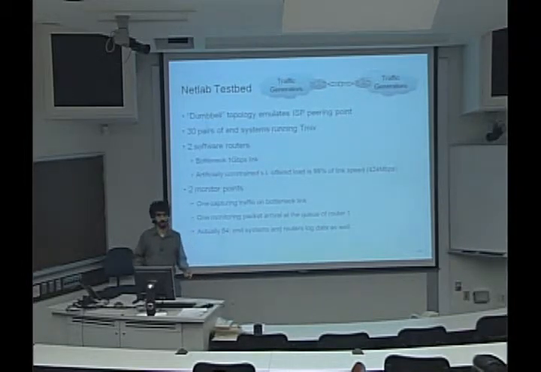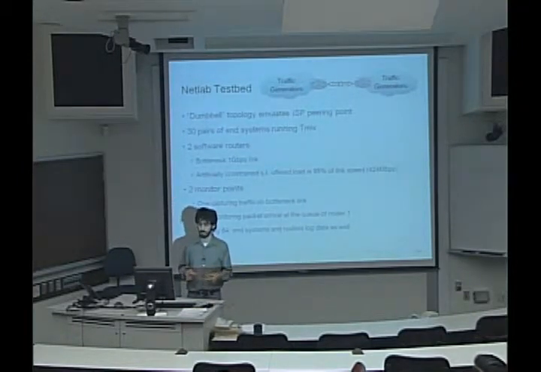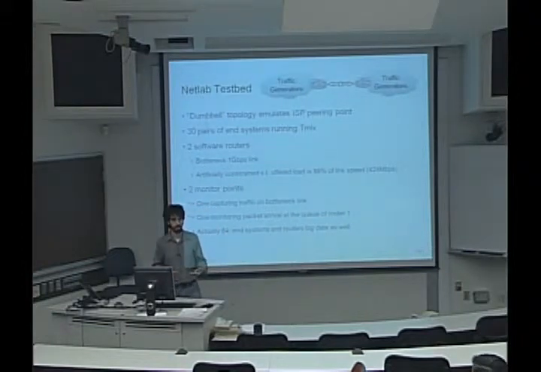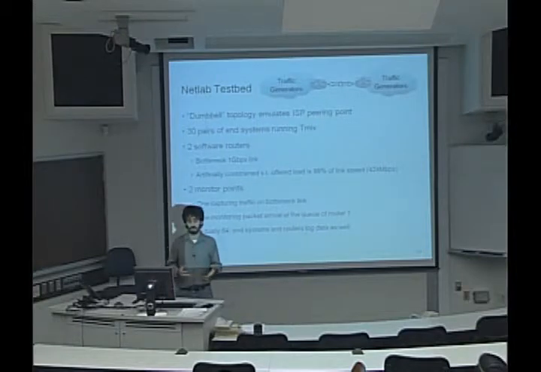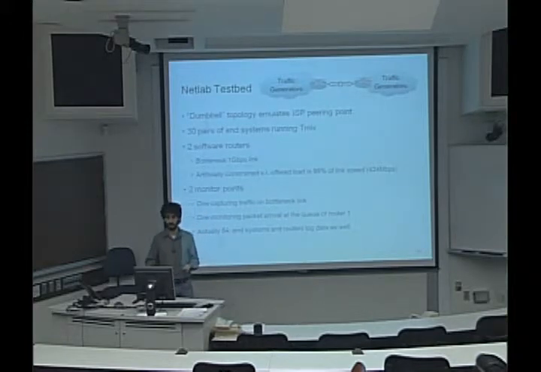It's connected by two software routers, and in between them is a bottleneck link for the network of 1 gigabit per second. For these experiments, I artificially constrained that link such that the offered load of the trace is 95% of the available link speed. So in this case, the bandwidth cap was 424 megabits per second.